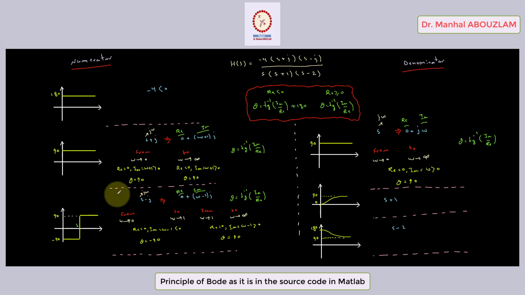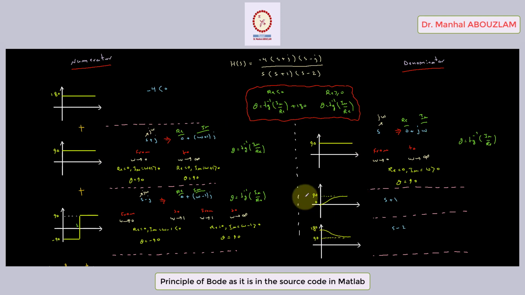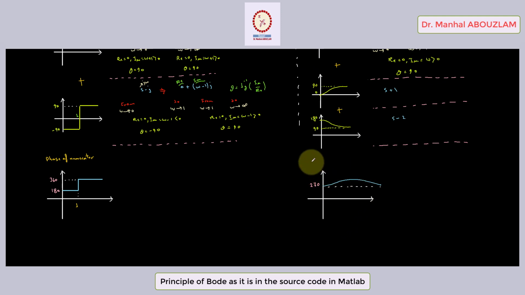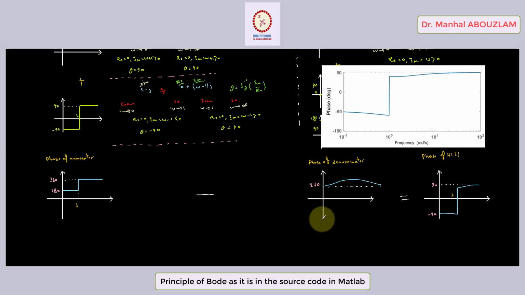Now we add all the curves corresponding to the numerator. Then we find the corresponding phase of the numerator. Then we add all the curves corresponding to the denominator and we find the corresponding phase of the denominator. So the corresponding phase of the transfer function is equal to the curve of the numerator minus the curve of the denominator. Okay, you can observe that we obtain the same curve that the function Bode in Matlab gives, where the phase varies from negative 90 to 90.